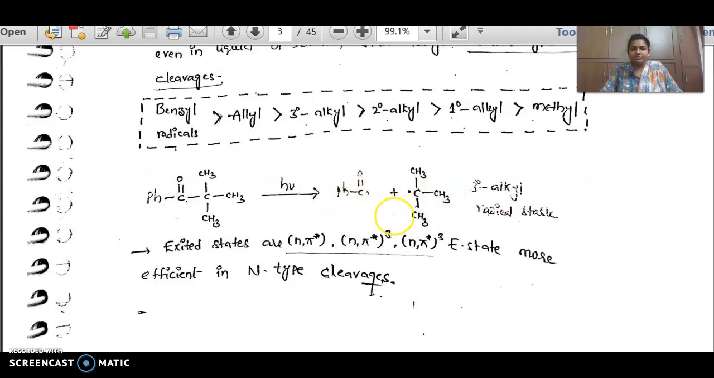Benzyl is more stable. That's why the cleavage occurs here, rather than giving the phenyl radical. The formation of the benzyl radical is favored because the benzyl radical is more stable, as it is stabilized by resonance.